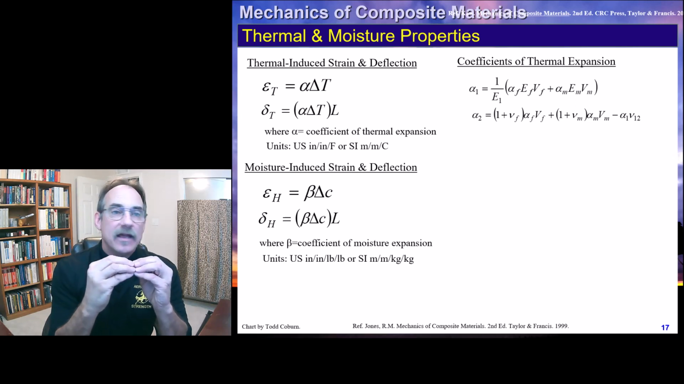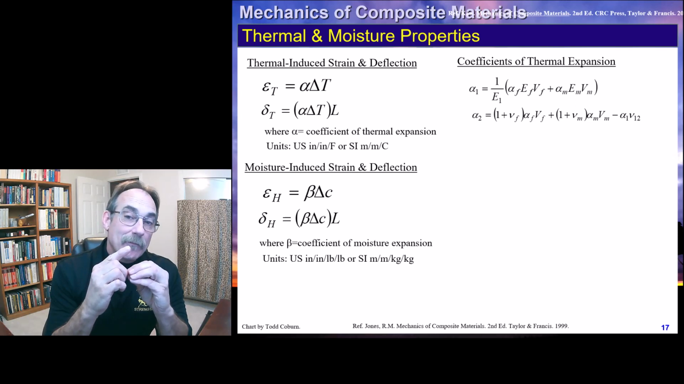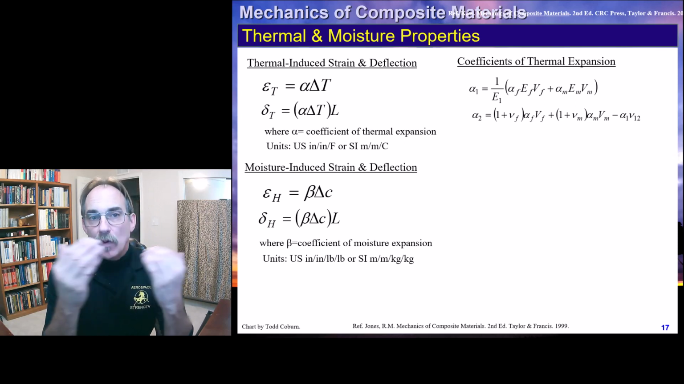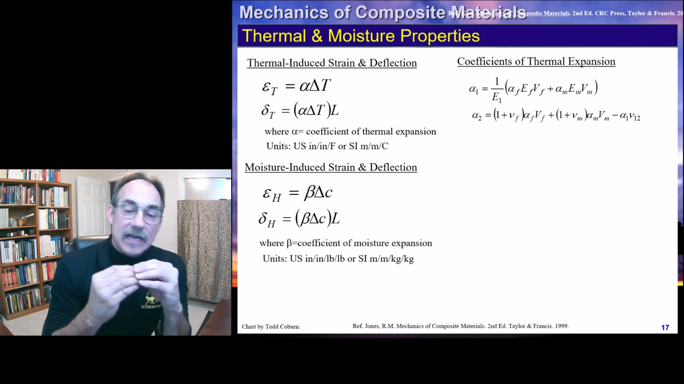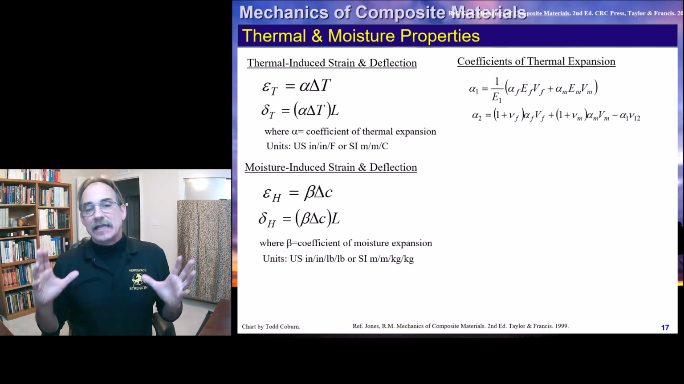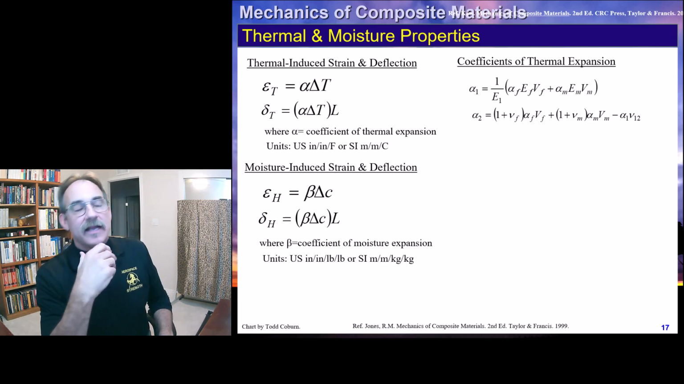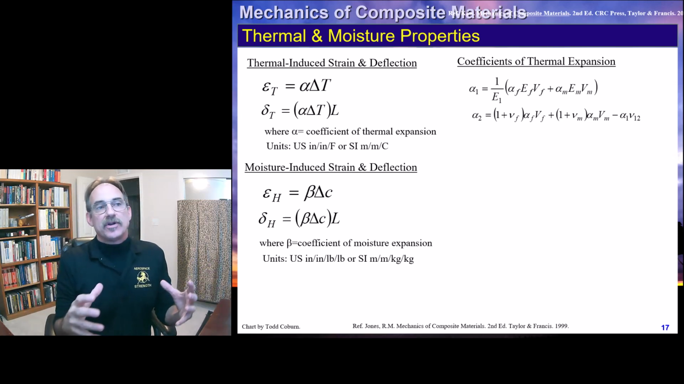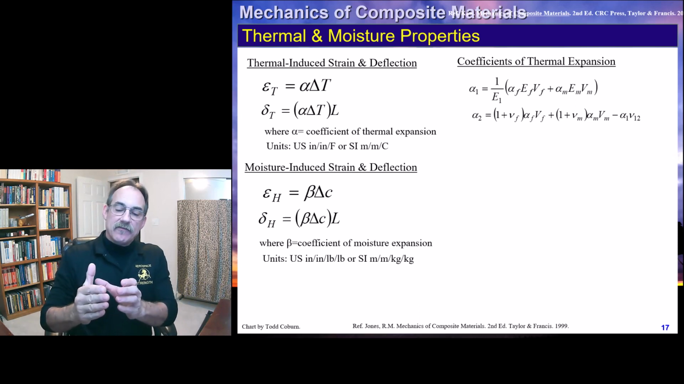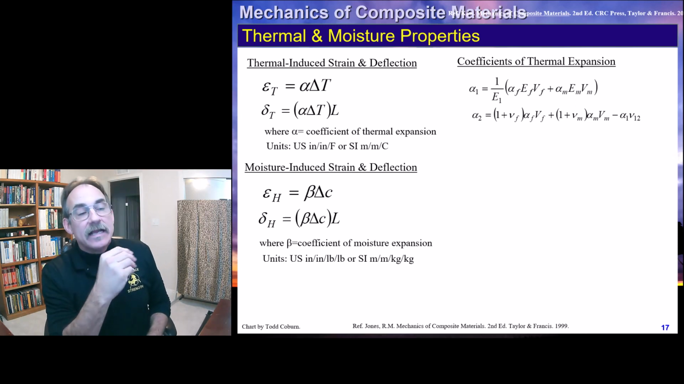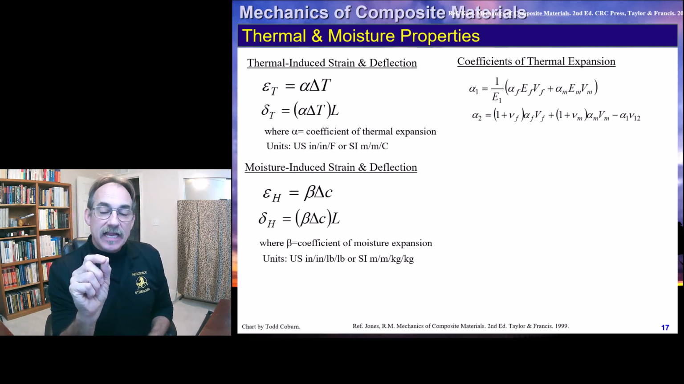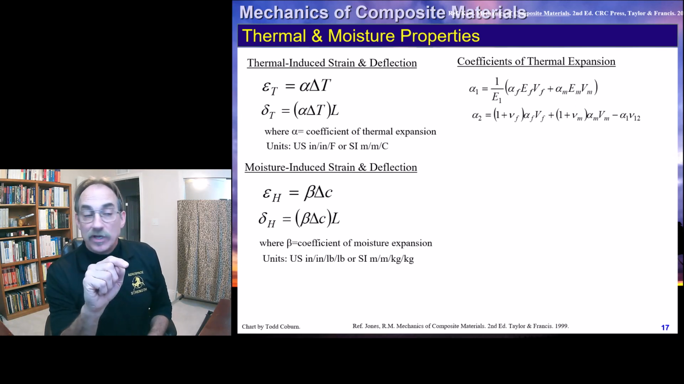So if we experience a moisture change, and we're going to use lowercase c for the moisture concentration, like 0.1, 0.2, 1% would be huge, that kind of thing. So let's say we have a rocket that's sitting out on the pad in Vandenberg, with the sun cooking on it and the moisture coming in because of the humidity. That moisture is going to diffuse into the material, and it's going to experience a change in dimension. It's going to experience strain and deflection due to that moisture change.